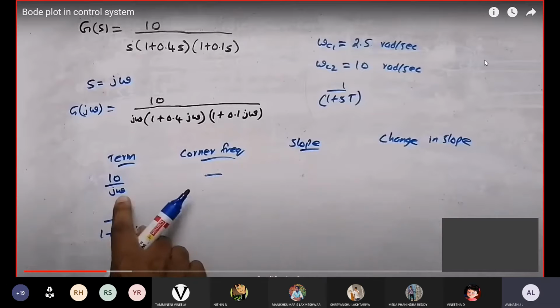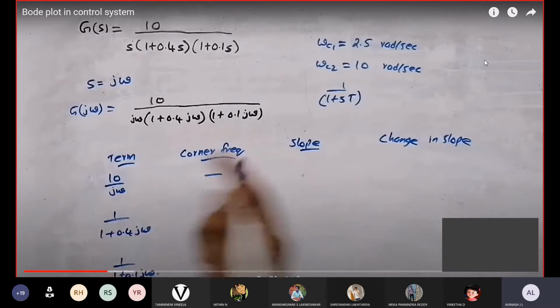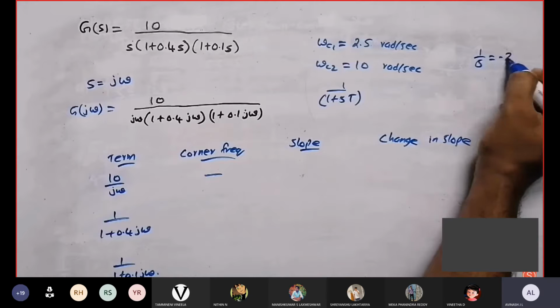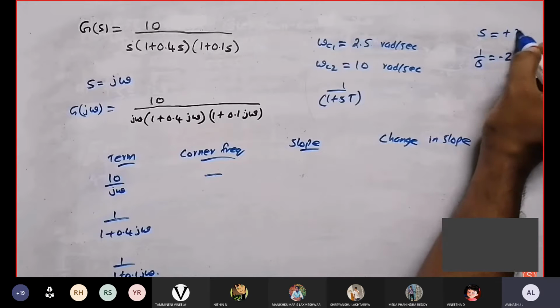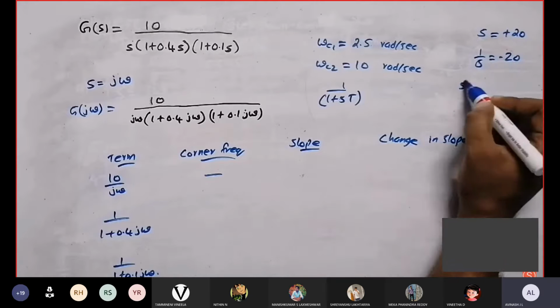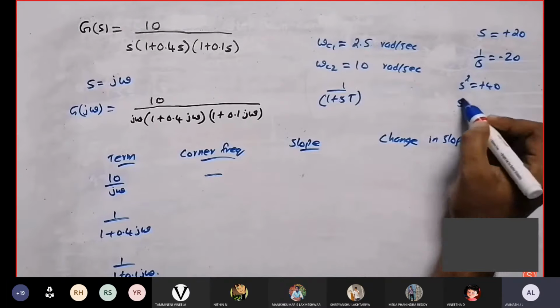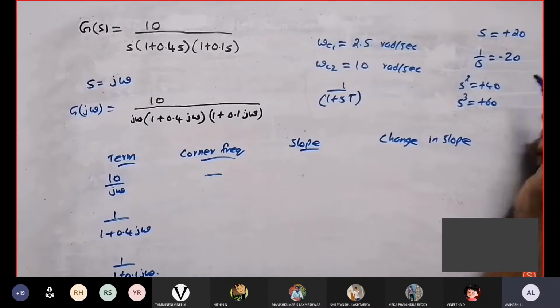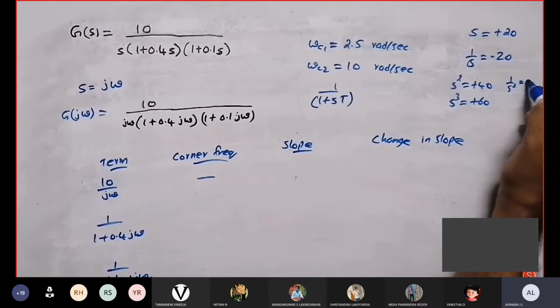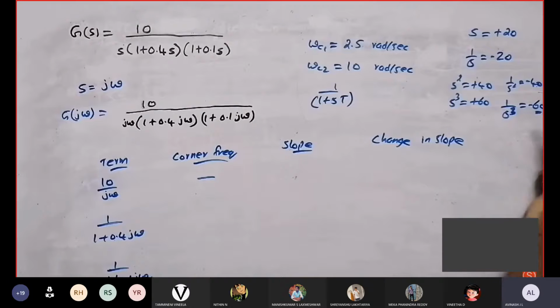Then slope. How to find slope? If S, that is our j omega, is in the denominator, the slope will be minus 20. If S is in the numerator, the slope will be plus 20. If it is S square, the slope will be plus 40. If it is S cube, the slope will be plus 60. If S square is in the denominator, the slope will be minus 40. If S cube is in the denominator, the slope will be minus 60, like this.